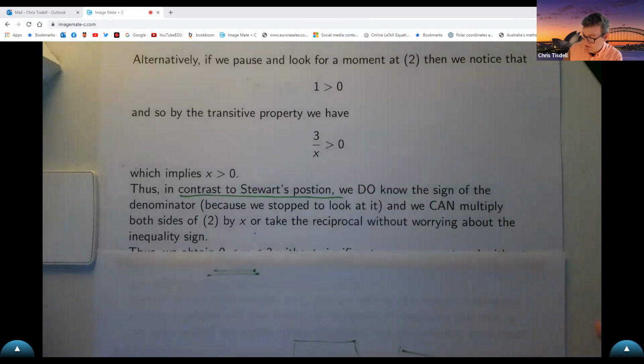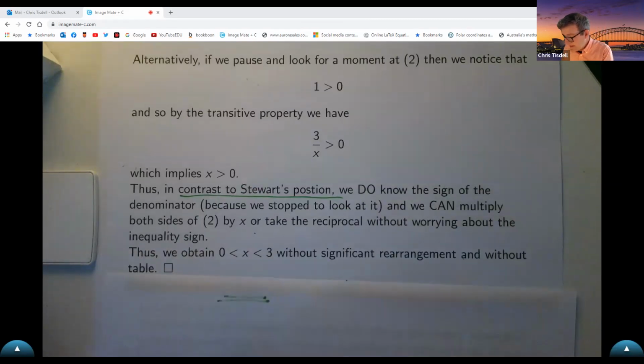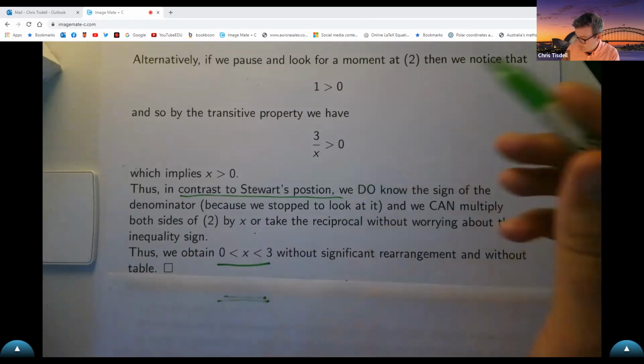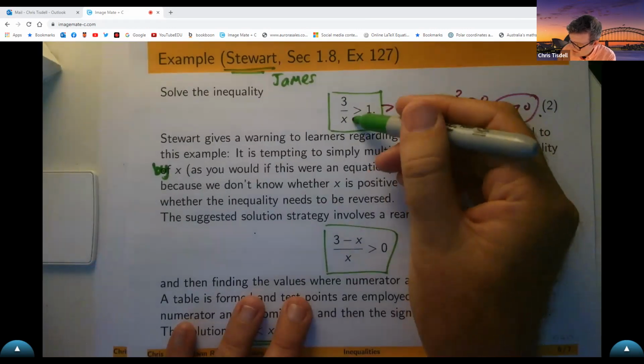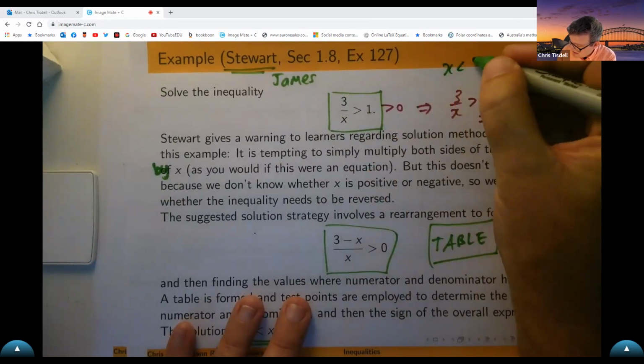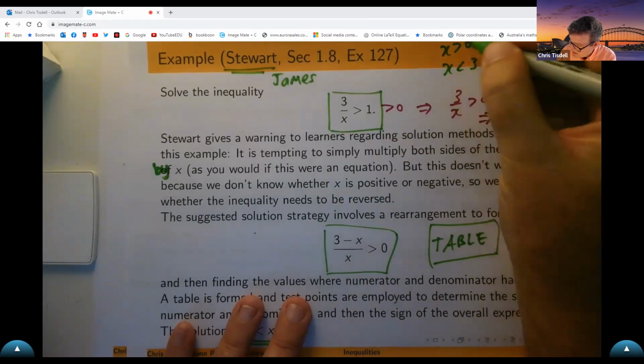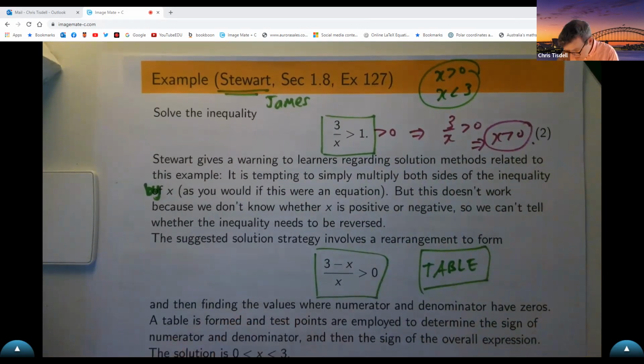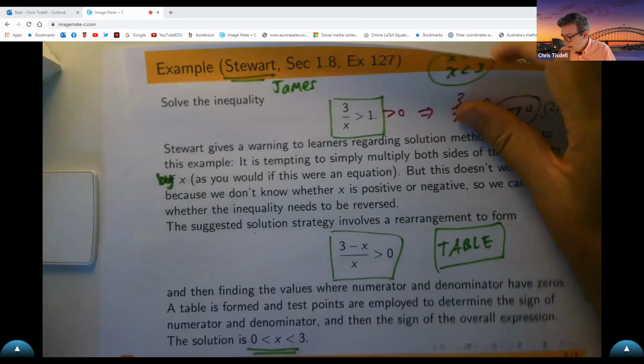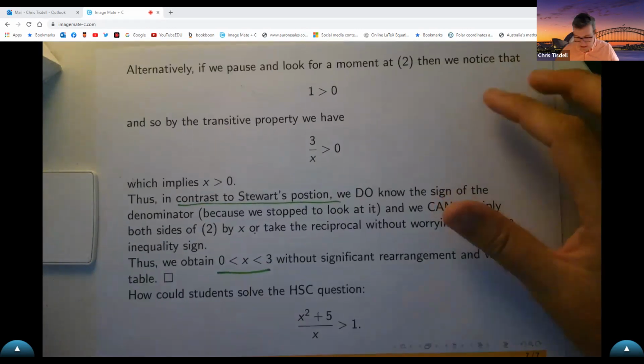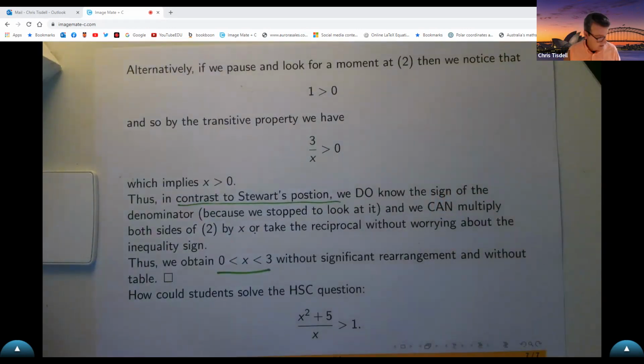We can multiply both sides by x. Okay, so when you multiply both sides by x, you get x is less than 3. So, x is greater than 0, x is less than 3. That's it. Okay. So here's my last example, because I want to get everyone back on time.